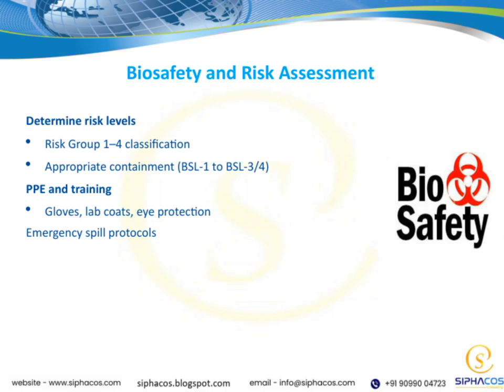Next, proper personal protective equipment, or PPE, is essential. This includes gloves, lab coats, and eye protection, things that create a barrier between us and the biological agents. But PPE alone isn't enough. Comprehensive training on its proper use is equally important. We also need to have clear protocols for emergency spill situations. Knowing exactly what steps to take can prevent accidents from escalating and protect everyone in the lab. All these measures connect back to our overall goal: maintaining a safe environment while conducting important research. Proper risk assessment and biosafety procedures are fundamental to protecting both personnel and the integrity of our work.